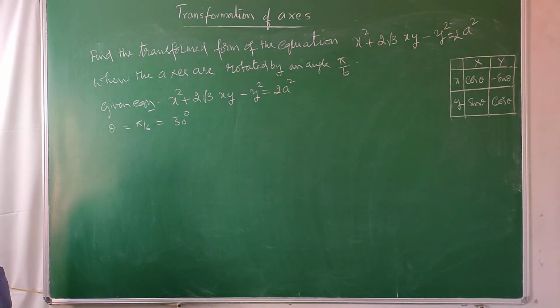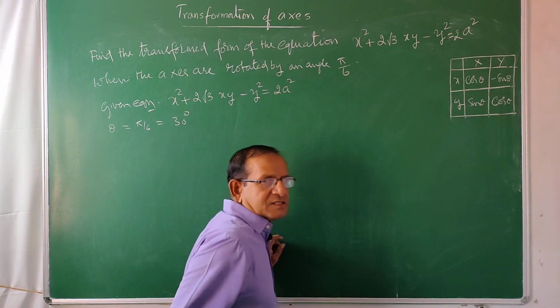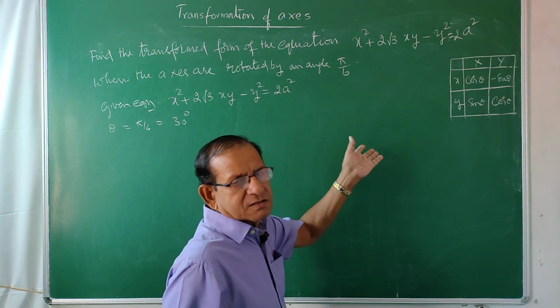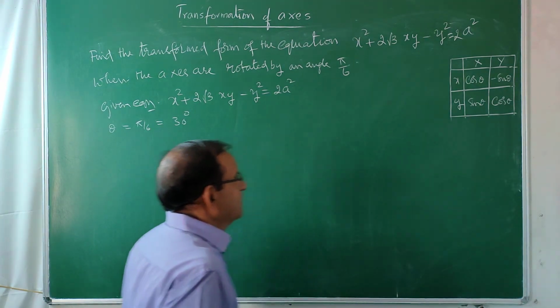Now let us find out small x and small y. You have to remember this table always to get the values of small x, small y to big X, big Y, or big X, big Y to small x, small y. Now what is small x?